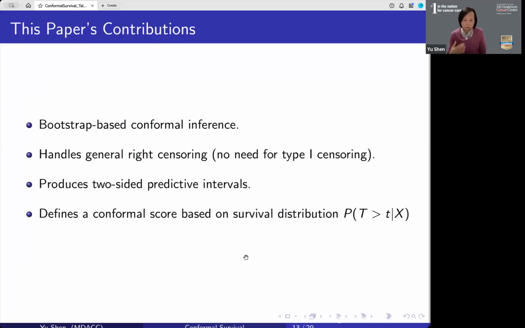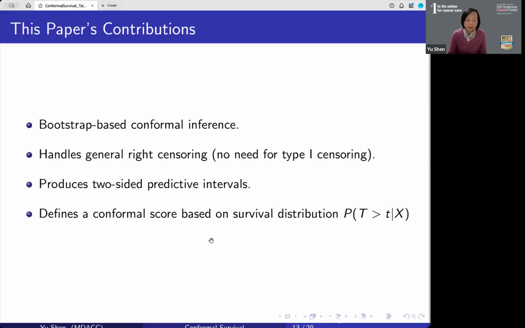So we try to handle this data from a different perspective. We propose a bootstrap-based conformal inference using a resampling approach. We want to deal with general right-censored data, and we also would like to estimate a two-sided prediction interval rather than just a lower bound. Even though a lower bound is informative, it's not as informative as a two-sided interval. In the example later, I'll show you.